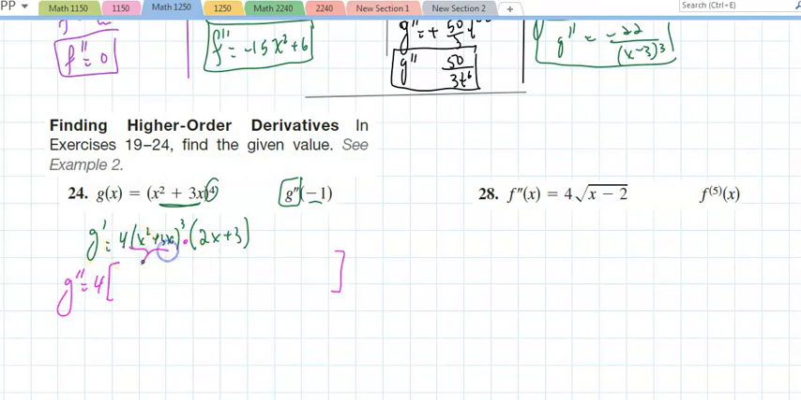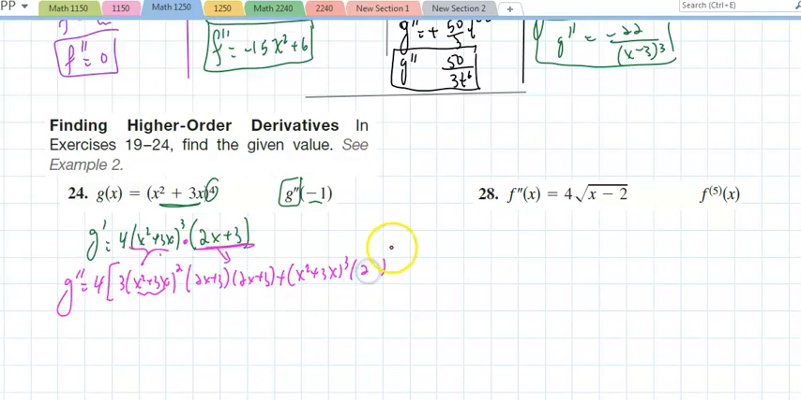It's going to be the derivative of the first. Bring the power down, subtract 1 from the power, times the derivative of the inside. That's the derivative of the first, times the second, plus the first, which is (x squared plus 3x) cubed, times the derivative of the second, which is just a 2.